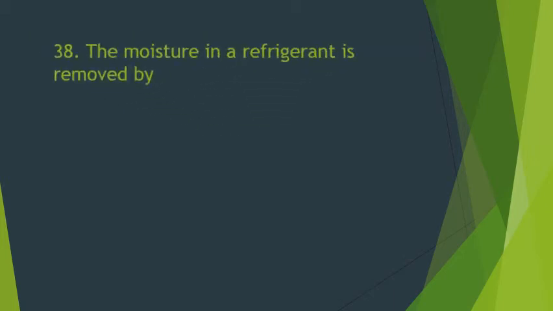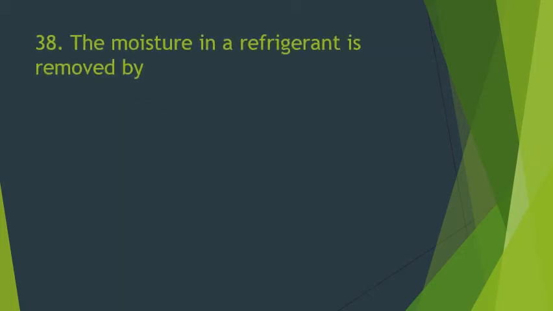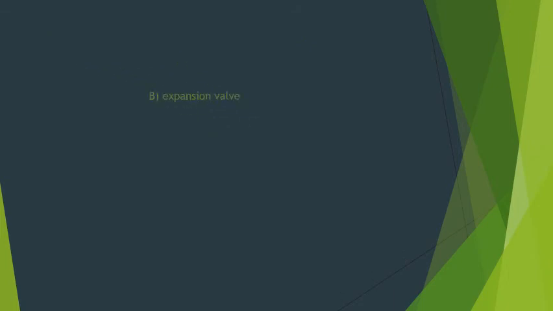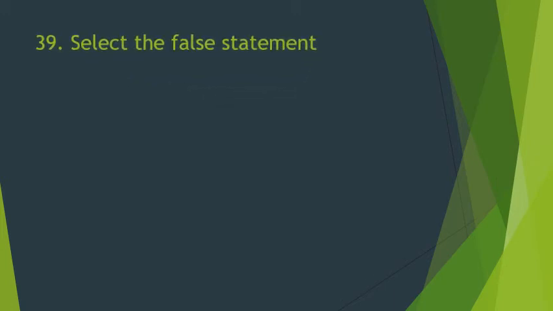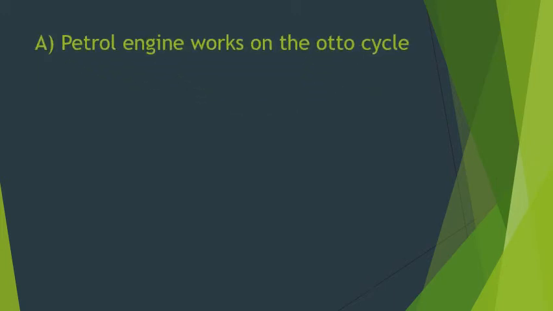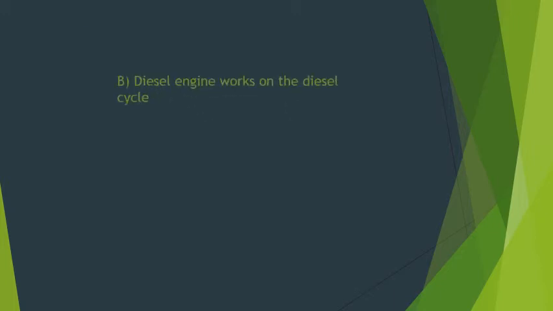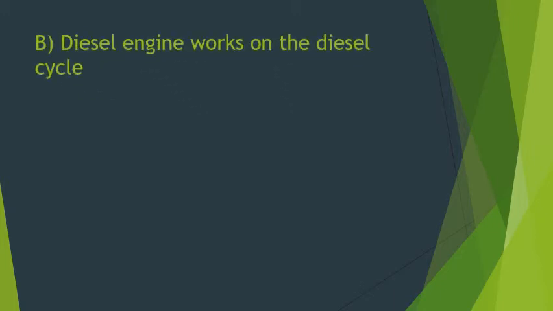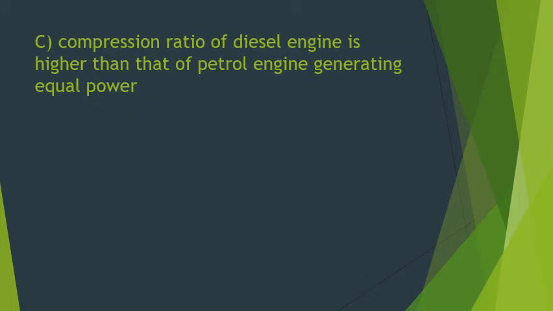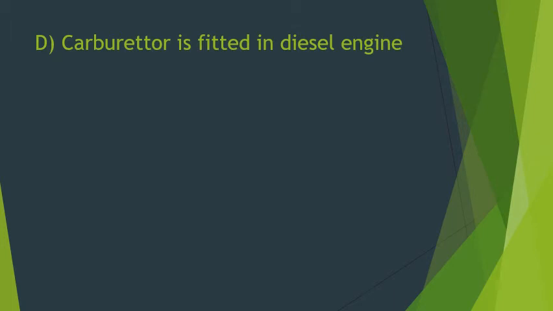The moisture in a refrigerant is removed by A. Evaporator. B. Expansion valve. C. Dehumidifier. D. Dryers. Select the false statement. A. Petrol engine works on the Otto cycle. B. Diesel engine works on the diesel cycle. C. Compression ratio of diesel engine is higher than that of petrol engine, generating equal power. D. Carburetor is fitted in diesel engine.